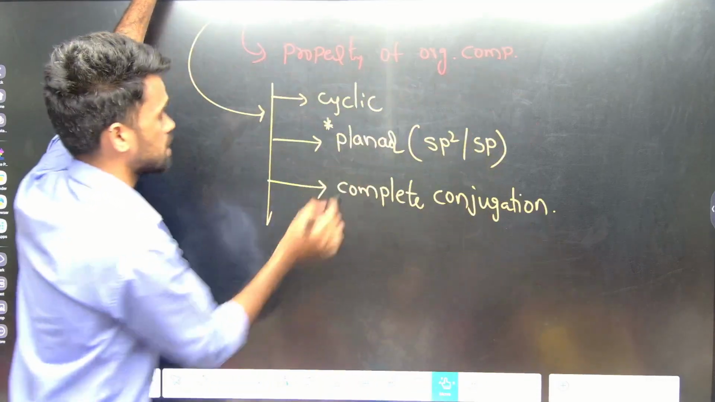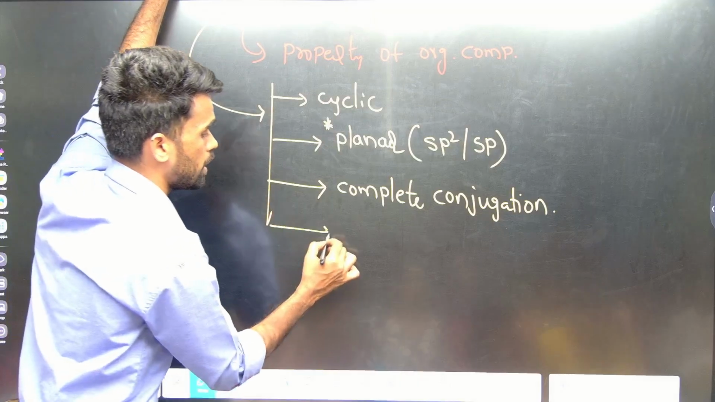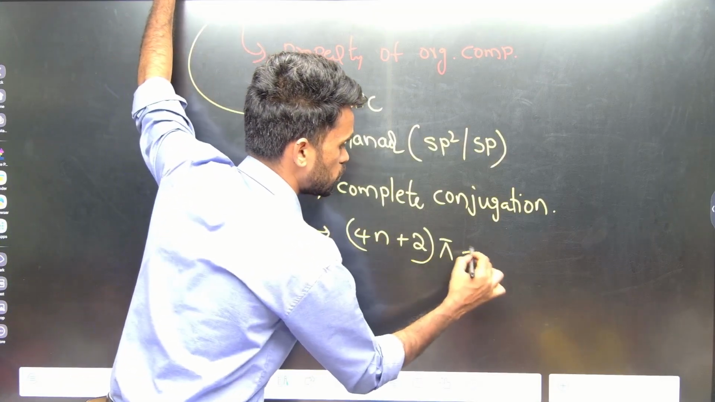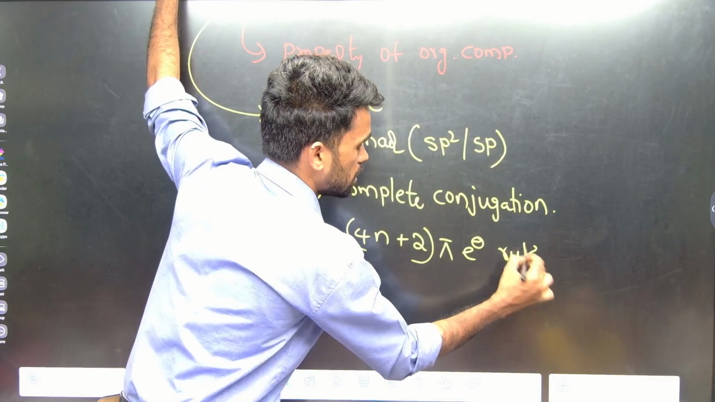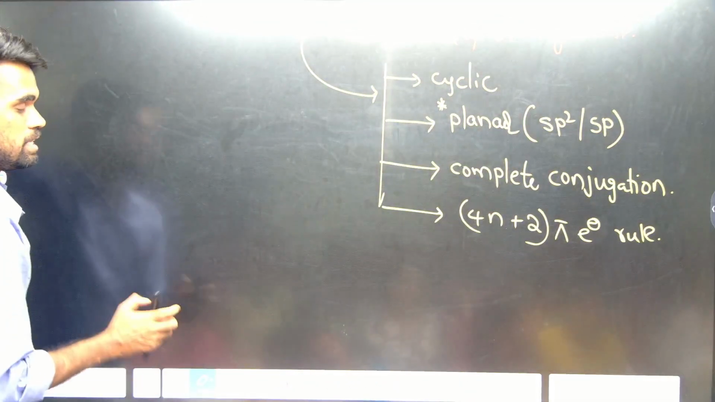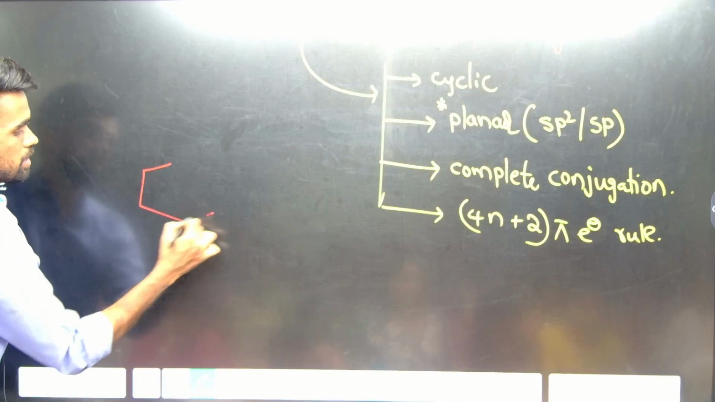Okay. Next condition is they should obey the 4n plus 2 pi electron rule. Which rule? 4n plus 2 pi electron rule. So just follow my discussion. After that you will do them very easily. See, I am writing this compound.